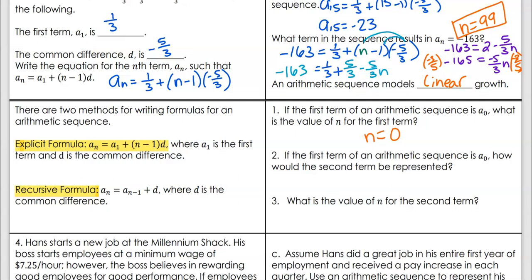So this happens a lot in real world stuff. We started with this much and now I'm selling 5 donuts a day. Then my difference happens. So real world stuff typically uses a sub 0. If my first term is a sub 0, then how would I say my second term? I would use a sub 1 for my second term, which means n equals 1.